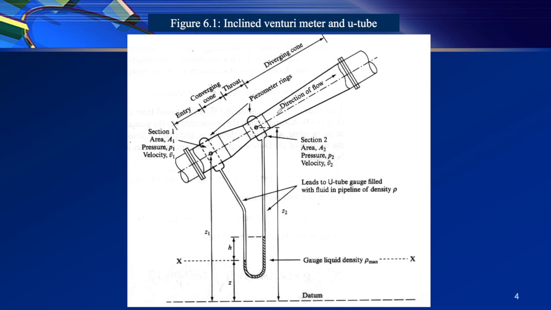Diverging section, where flows will diverge up to this pipe diameter, okay? Then it will converge to the throat diameter, and then it will diverge again, and go up to the diameter of the pipe. So that is the venturi meter.